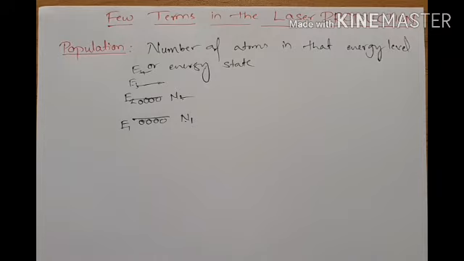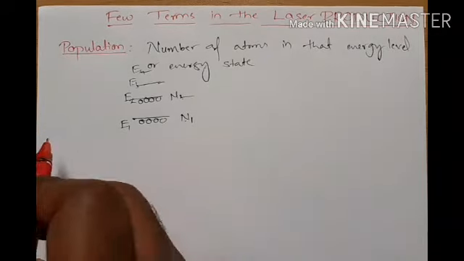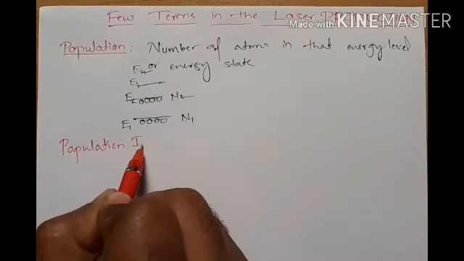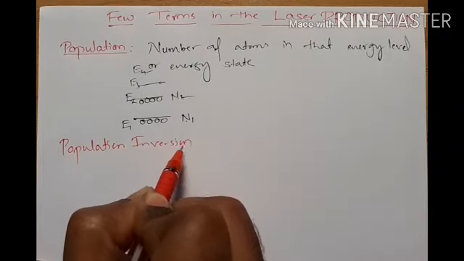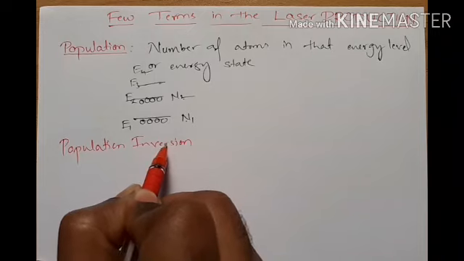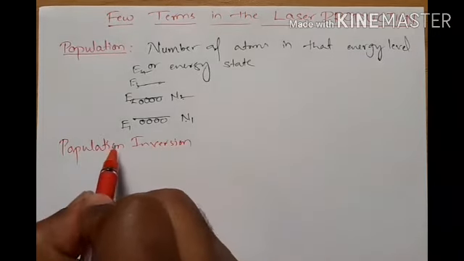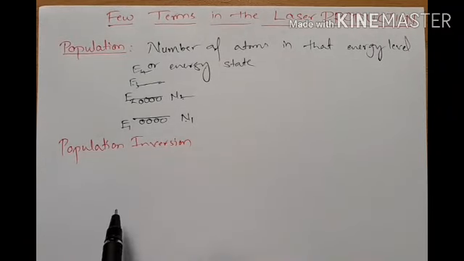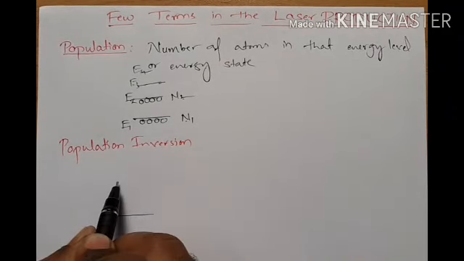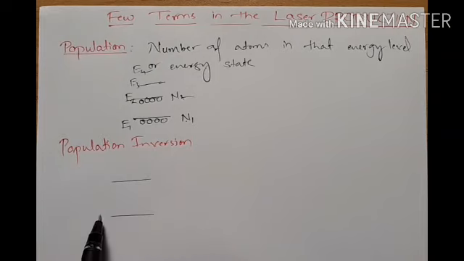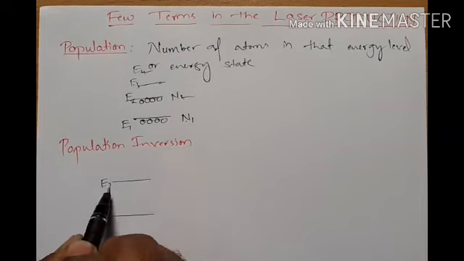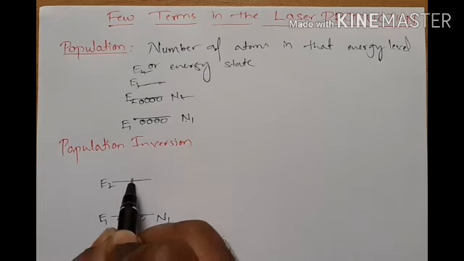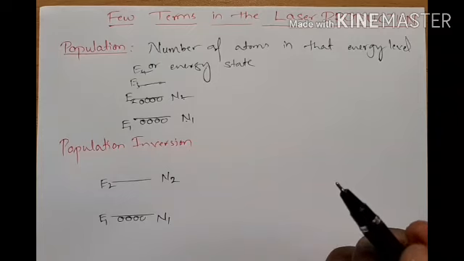Now we will see what population inversion is. The name itself is indicating that something is inverted, right? So let us say there are two energy levels. This is one energy level and this is another energy level, E1 and E2. The number of atoms here are N1 and the number of atoms here are N2.